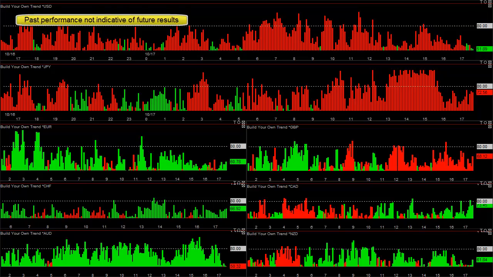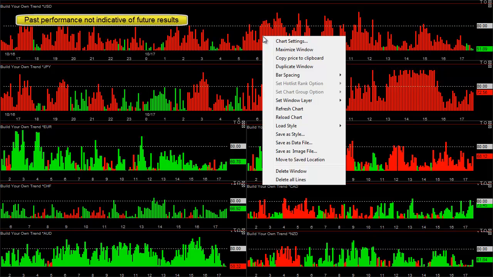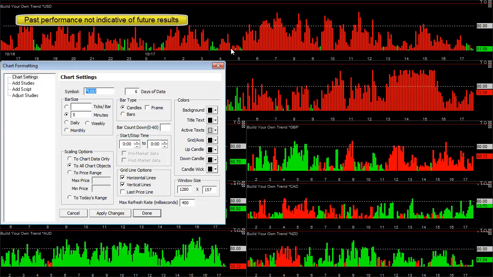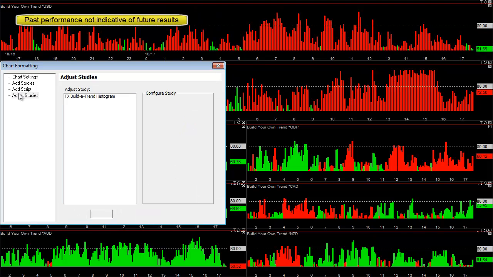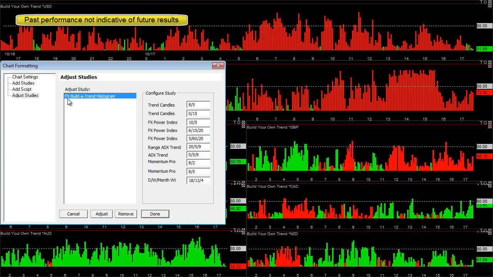This is our Forex blog for October 17th, 2012. And like we do most days, this is a currency meter. This is a new one that we just released that, as you can tell, has just one histogram that shows the strength or weakness of each of these. And it's based on our FX Build a Trend histogram, which now has daily, weekly, monthly weights.